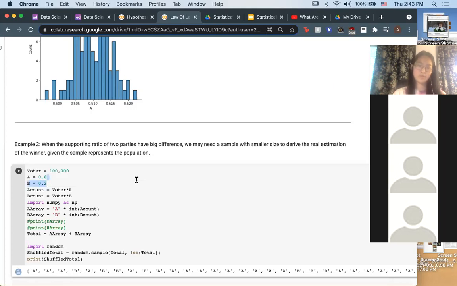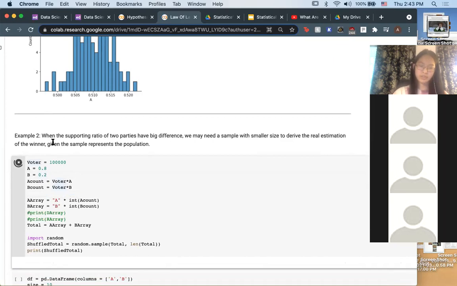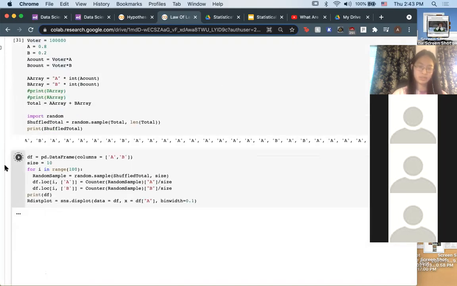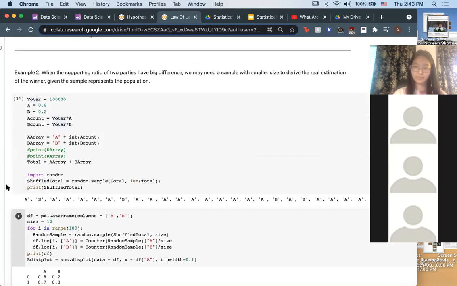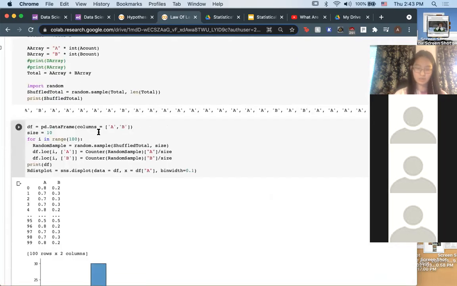But hey, what if the parties have a larger difference? So let's just say there's like 80% of people in party A up here, and like 20% of people in party B. That's a much bigger difference. So if you run the same thing, once again, don't need NumPy. Thanks for pointing that out. But run the same thing here. Hey, yeah, definitely a lot more A's in the population. But then here, maybe you need a smaller sample size to derive the real estimation because it's a bigger difference and you're less likely to get super skewed results.